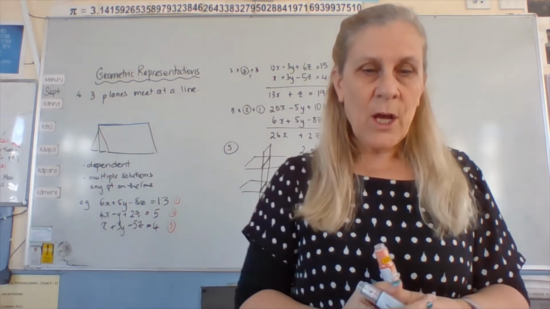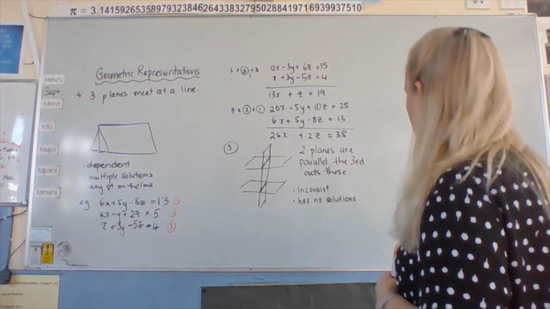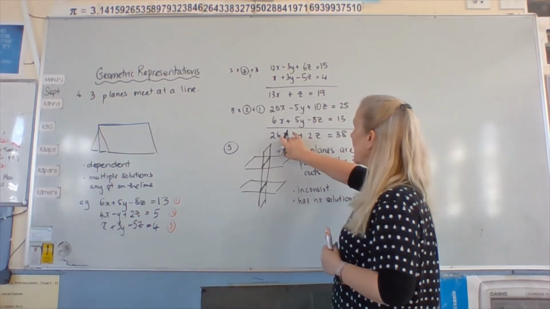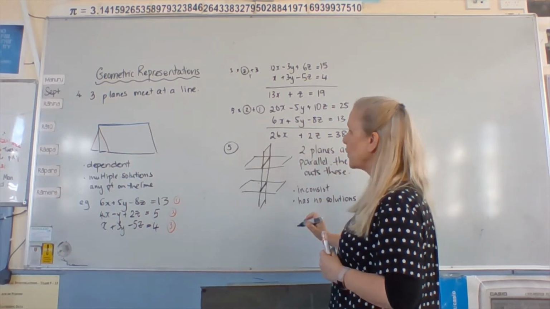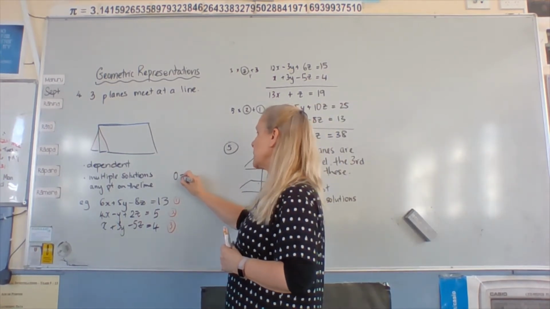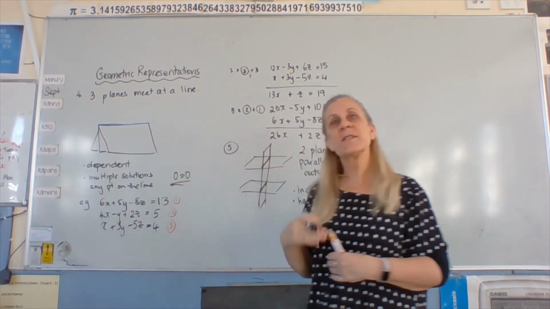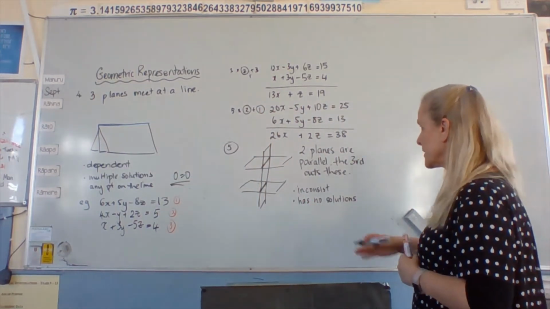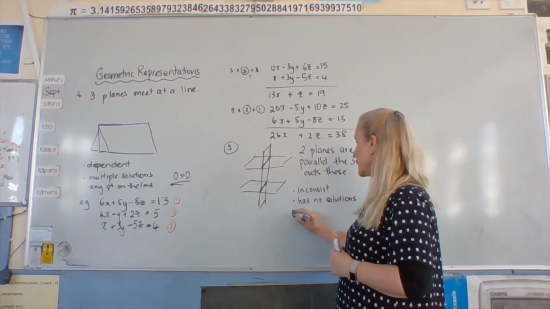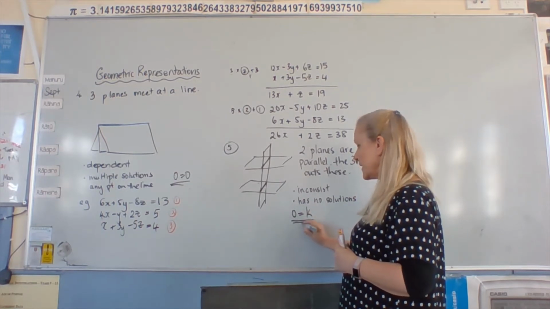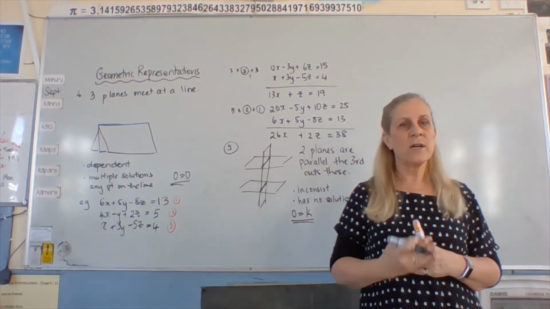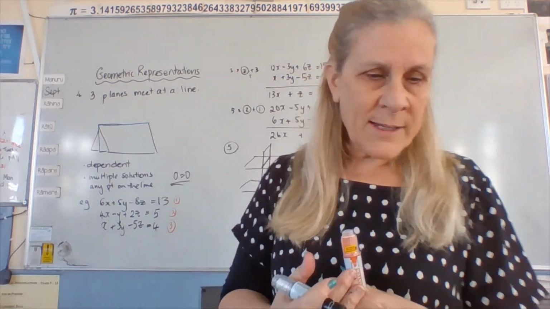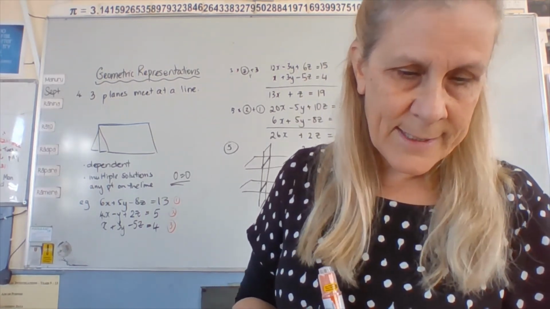That's right. Okay, so when you're going about solving this one, and this one, you're going to end up with that 0 equals 0 situation. 0 equals 0 tells you there's multiple solutions. In this one, when you go about it, you're going to get 0 equals k, which tells you there's no solutions. So that's our guiding. So let's have a look at one of these.